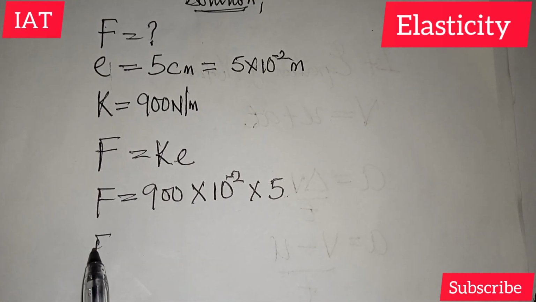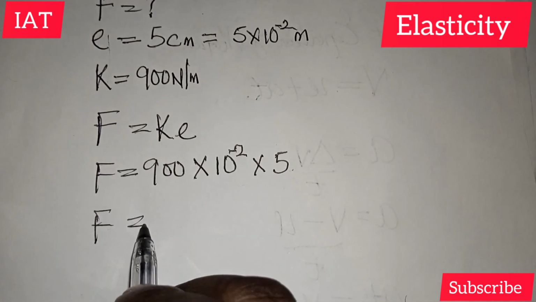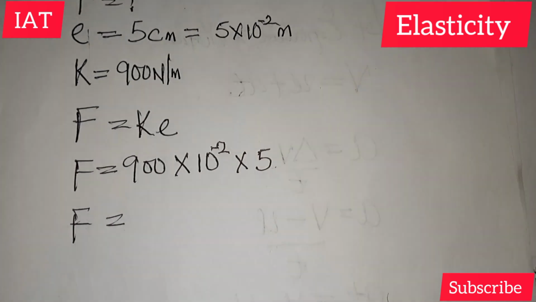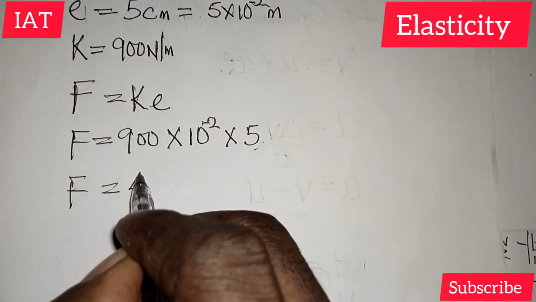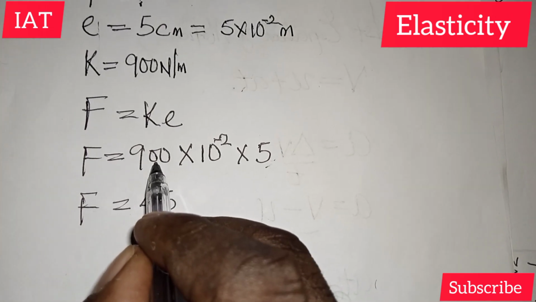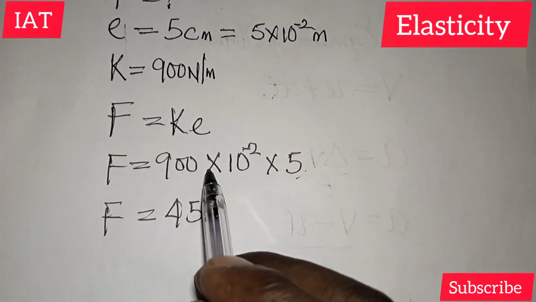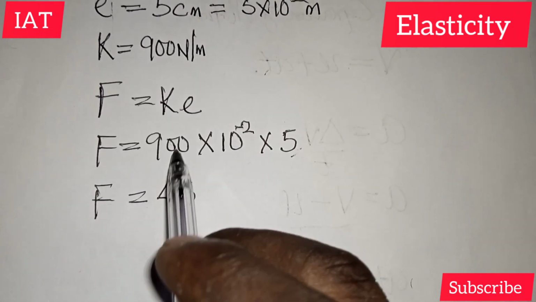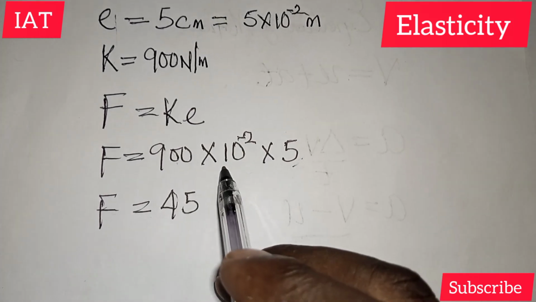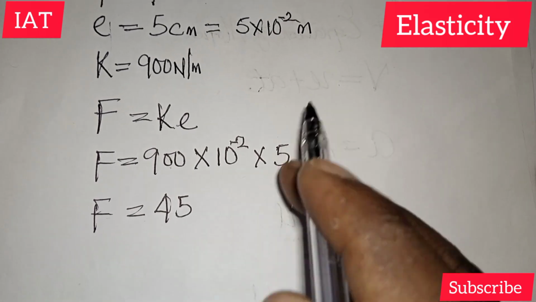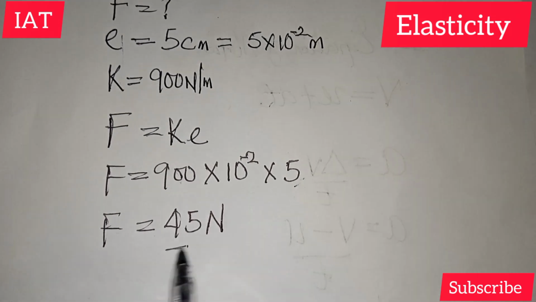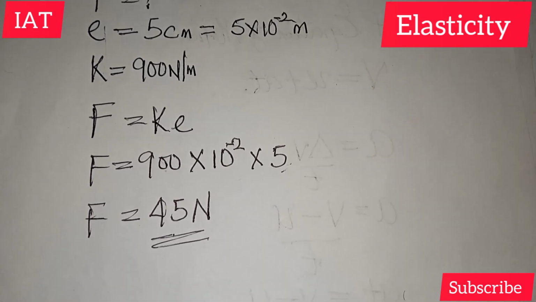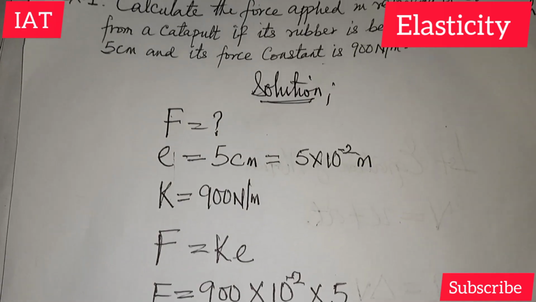So let's use the calculator to work on this. We know that 9 multiplied by 5 is 45, and then we have two zeros here. If you take it to 10 to the power of 2, 10 to the power of 2 multiplied by 10 to the power of minus 2 will cancel out. So we just have 45 Newton without even bothering the calculator. That is the solution for this first problem. I hope this is simple.